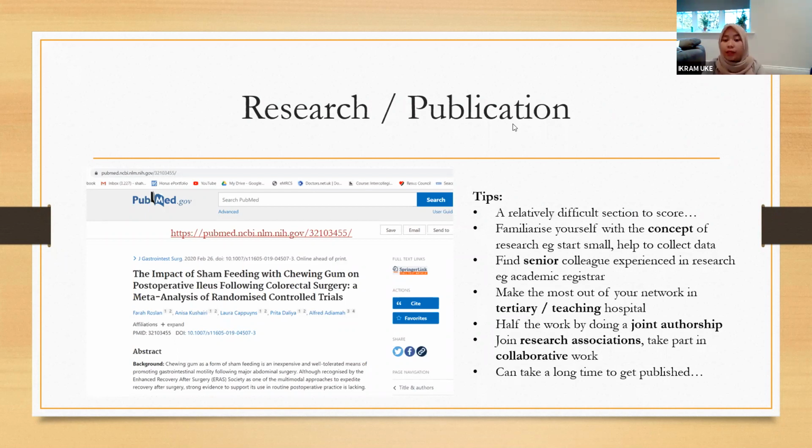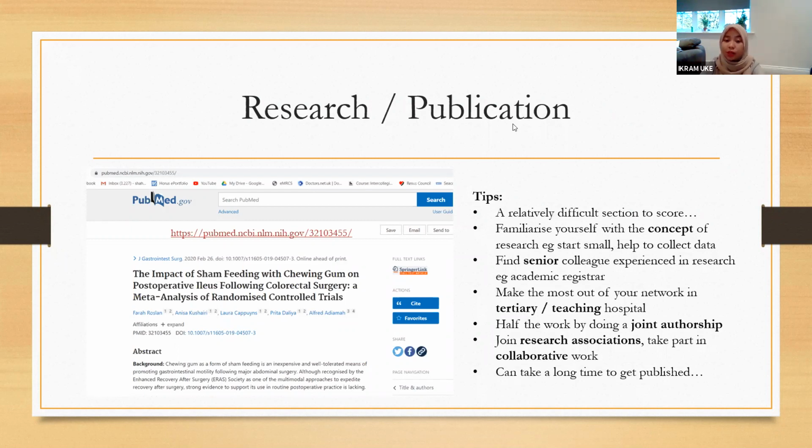That's fine. I find it very helpful to find a senior colleague who is experienced in research, like for example, an academic registrar. They're always very keen to get people on board to help them with research, or even just to help you conduct your own research. And I find that it would be easier for you to do research in a teaching or in a tertiary center, because these big hospitals are generally very keen on research, training, etc.